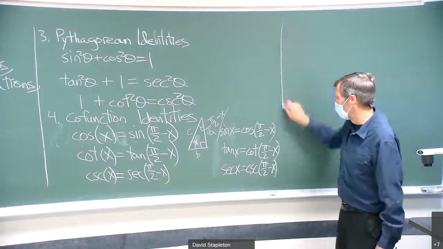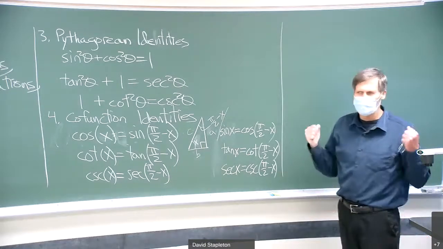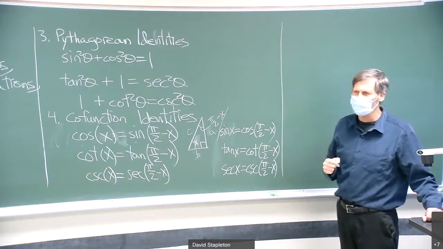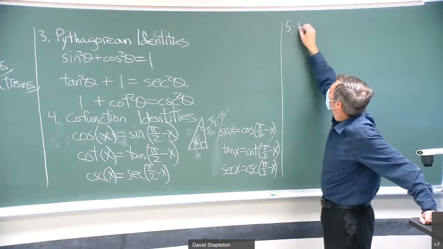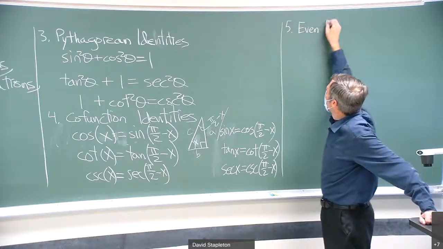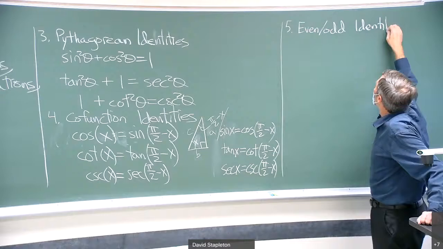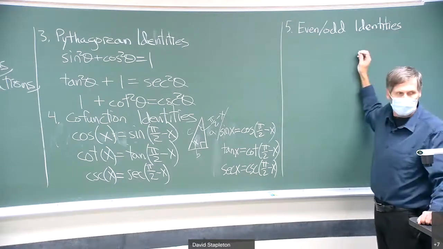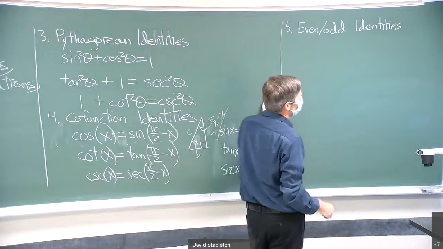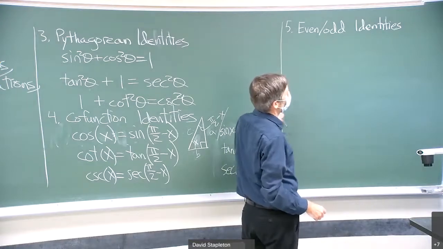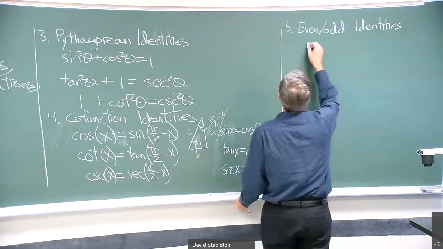Anybody remember any more identities? I have another group here. What else have we got? We also got the even odd identity, right? Every trig function is either even or odd, meaning it has that property of even functions that f of minus x is f of plus x, or the odd property that the minus comes out, f of minus x is minus f of x. So here's the first one.